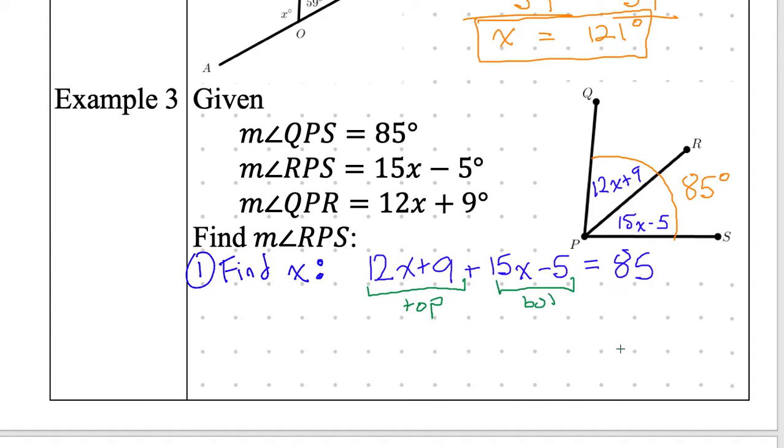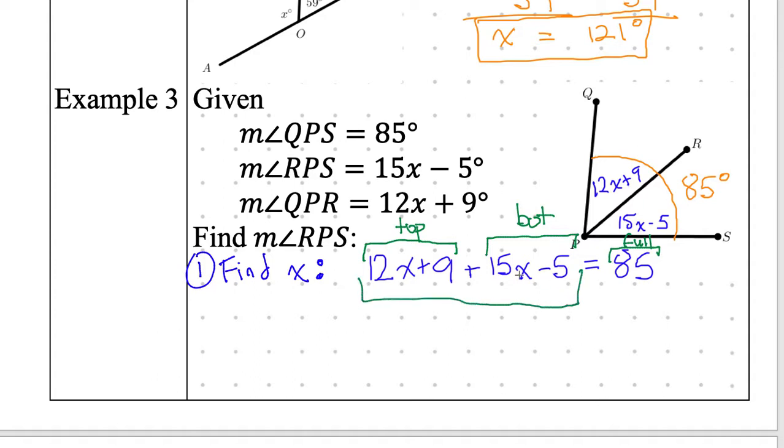And I should probably write these on the top because otherwise I'm going to run out of room. You guys are probably going to be close to running out of room too. That was the top. This was the bottom. This was the full. All right, so I need someone to combine like terms for the expression on the left-hand side. Can someone rewrite what that is?